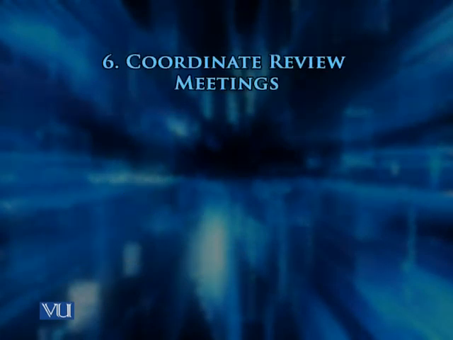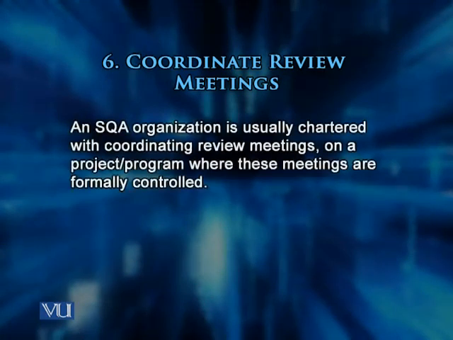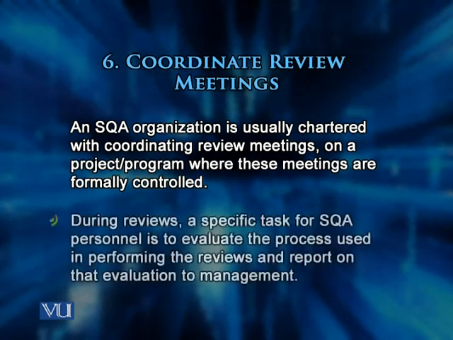The 6th process in the software quality assurance process model is coordinate review meetings. An organization is usually chartered with coordinating review meetings on a project or program where these meetings are formally controlled. During reviews, a specific task for SQA personnel is to evaluate the process used in performing the reviews and report on that evaluation to management. Review meetings are a very important part of an SQA organization's tasks.